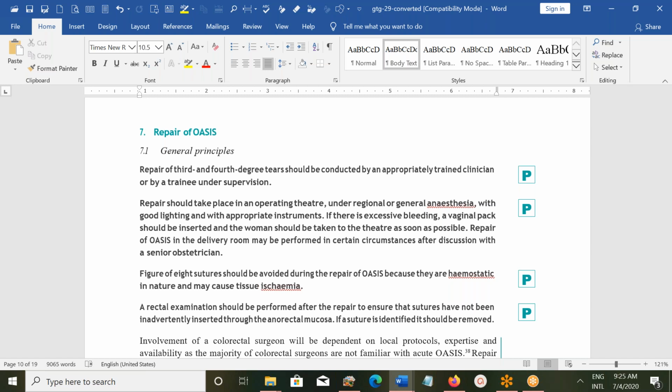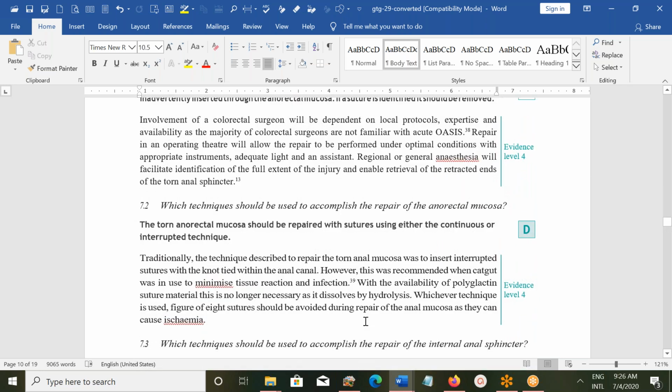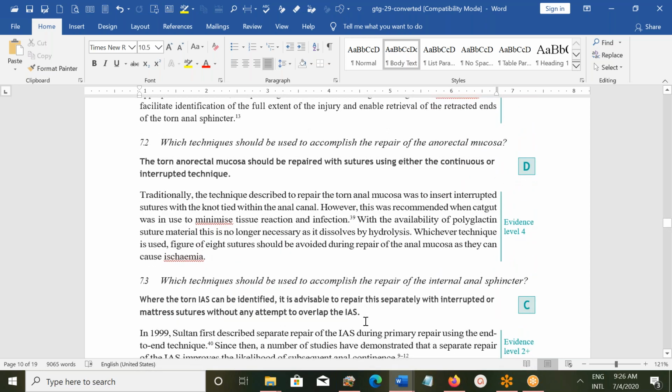So why under GA? Because the area should be totally relaxed. Okay. So then figure of 8 sutures should be avoided because they will cause compression of the blood vessels. They will cause ischemia and the healing will be delayed. So a rectal examination should be performed after the repair to ensure that the structures have not been inadvertently inserted through the anorectal mucosa. And if a suture is identified, then it should be removed. Otherwise, your patient is at risk of having a fistula.